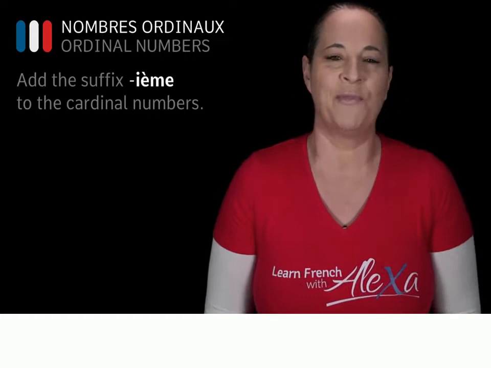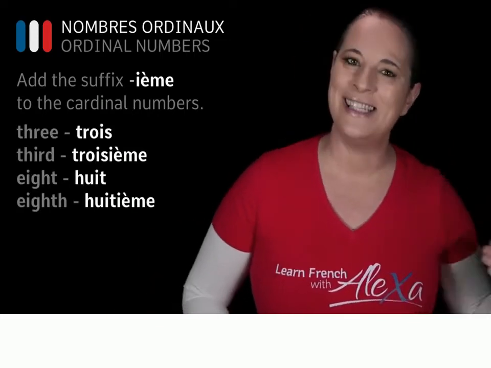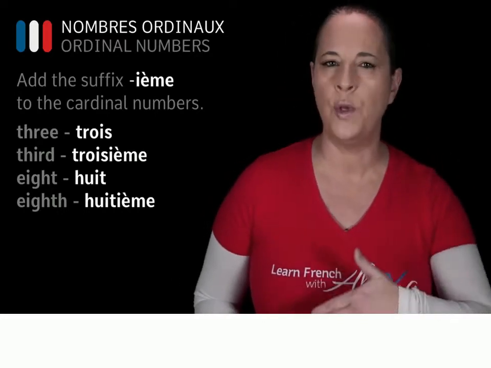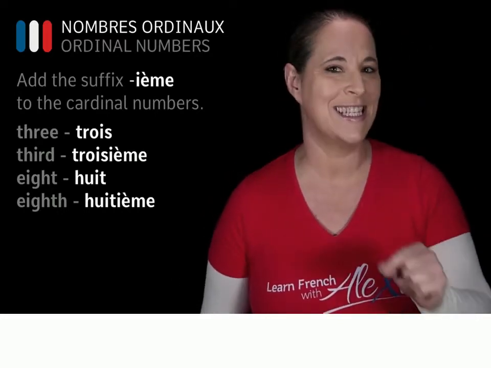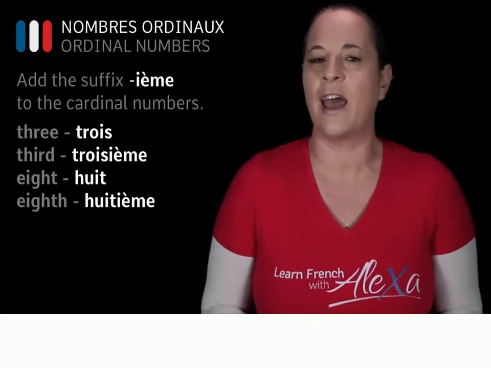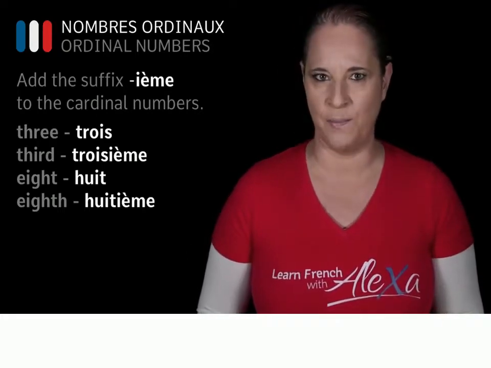So, for example, 3, which is trois, becomes troisième. 8, which is huit, becomes huitième. See what we've done? We've added -ième to the number, the same way as in English, you would add th: eighth, ninth, and so on.